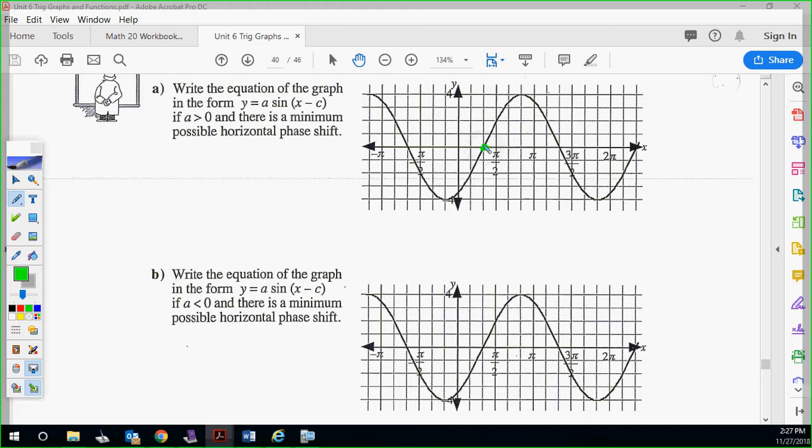And so the one that's closest to the y-axis is this phase shift. Does that make sense? It says a minimum phase shift, because obviously there could be an infinite amount of answers if they didn't say minimum, right? So since it's minimum, we go there.